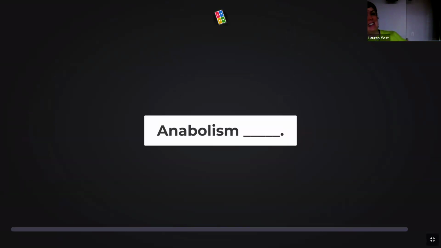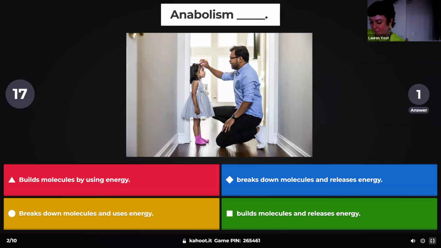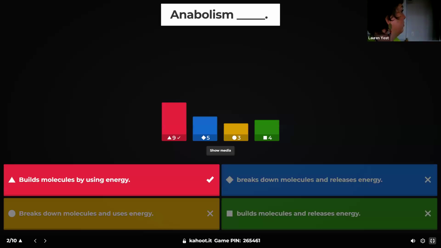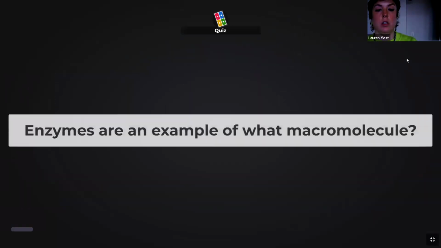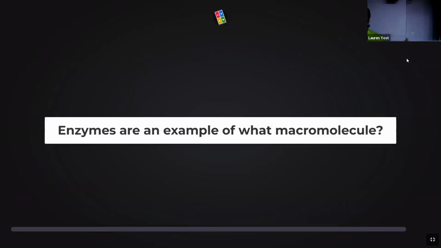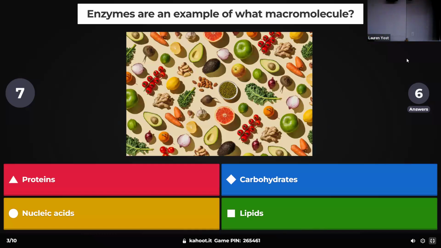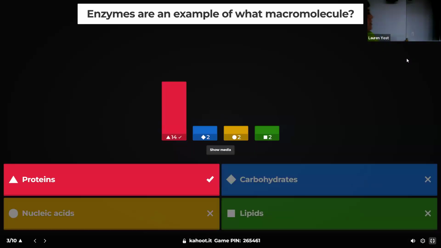Anabolism, I just said it, let's see if we're paying attention. All right, so this is going to be building molecules. So building is anabolism, catabolism is breaking apart. Next question. Enzymes are an example of what macromolecule? What kind of macromolecule are enzymes? We learned this in chapter 2. This still applies with chapter 10. They are proteins. Good job.